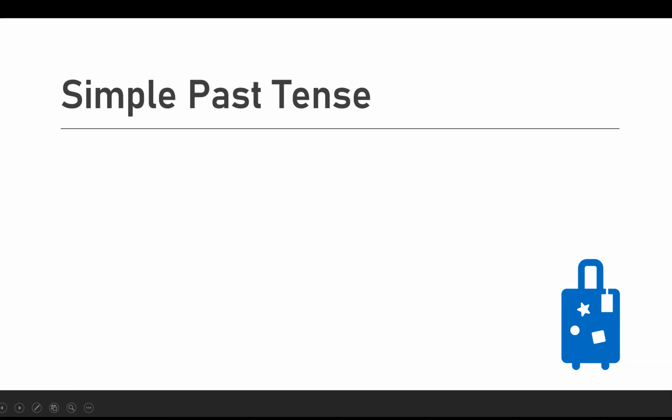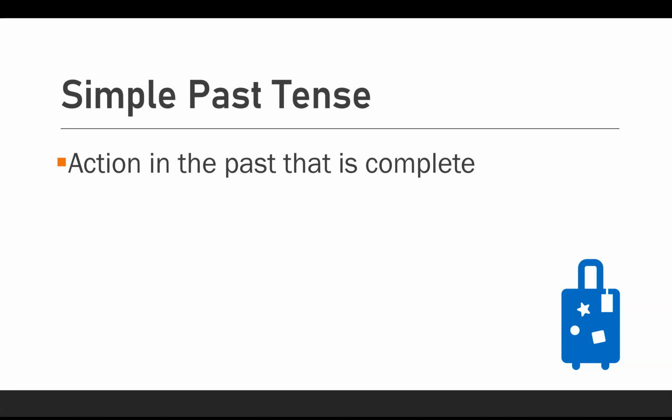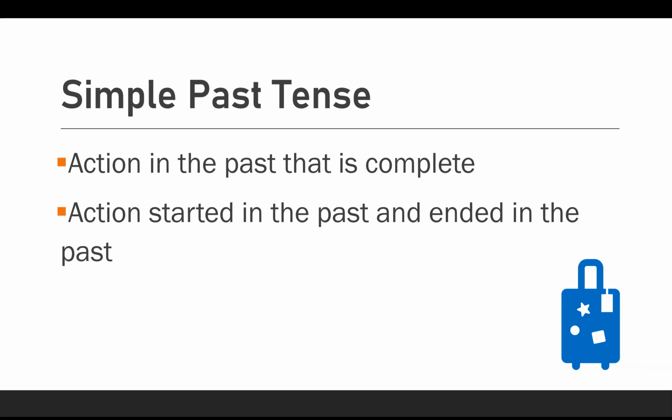Okay, so simple past tense, what is that? The time for simple past tense is an action in the past that is complete. It is finished. Another way to say that, an action that started in the past and ended in the past. So it is not happening right now. It's already done.